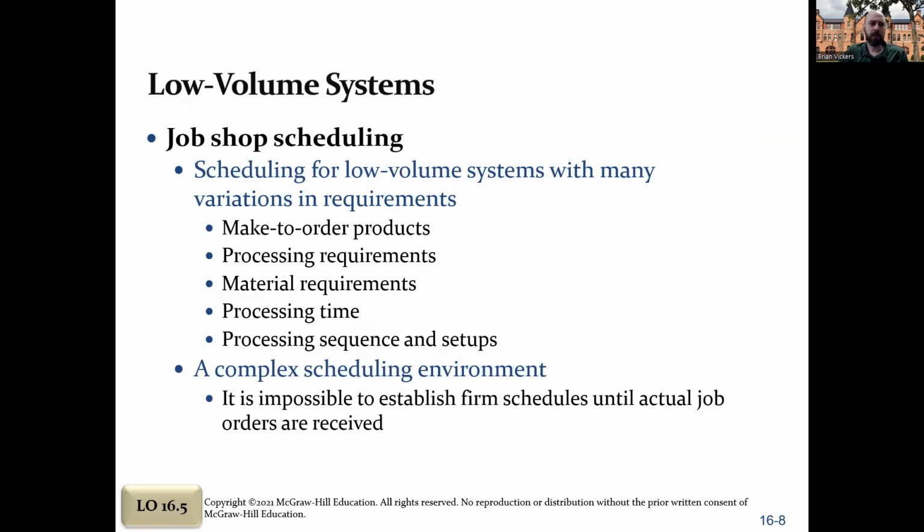Job shops, as I was saying, are a little bit different, a lot different. This is when you make to order products. Material requirements are different. The processing time is different. You might expect it to take a lot longer for a custom job than to produce 1,000 units of whatever it is you produce at your factory, right?